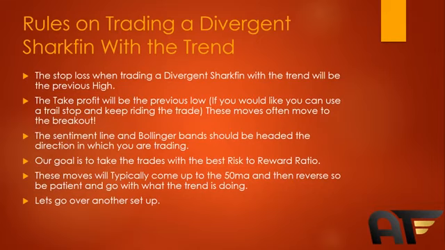Alright, what are the rules on trading a divergent shark fin with the trend? The stop loss when trading a divergent shark fin with the trend will be the previous high. The take profit will be the previous low. If you would like, you can use a trail stop and keep riding the trade. These moves often move into the breakout.